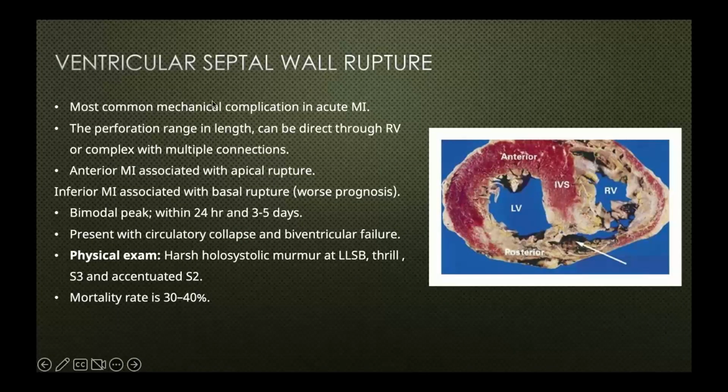So again, a few key points. It's currently considered to be the most common of all of these four mechanical complications. The perforation itself can be simple or complex, depending on the size and the location of the infarction, and it's usually associated more with anterior MI and apical septal ruptures. But in contrast, in our case, from the picture here, you can see that this is more of a basal inferior rupture, and it's usually associated with a worse prognosis than apical ruptures.